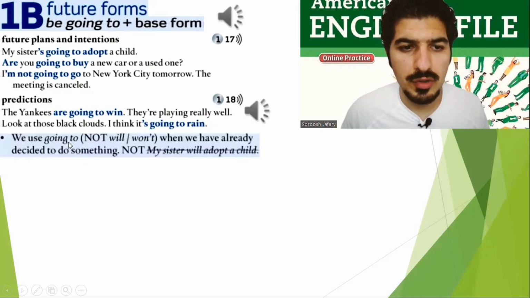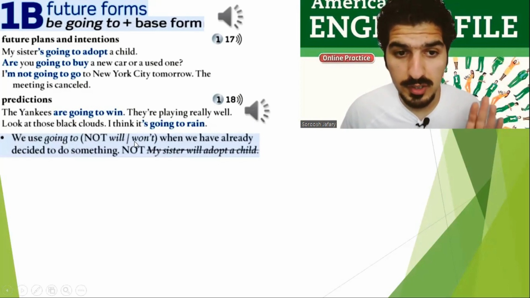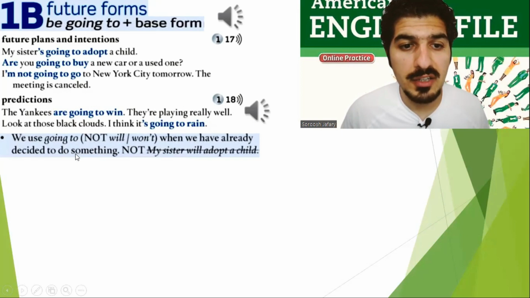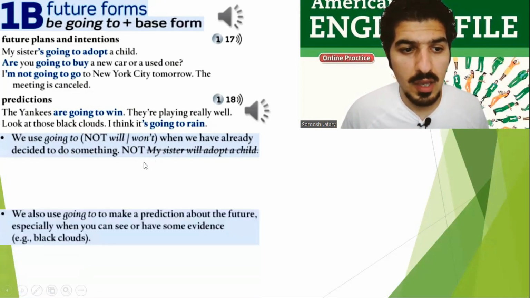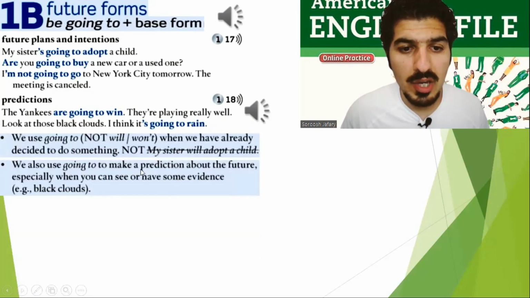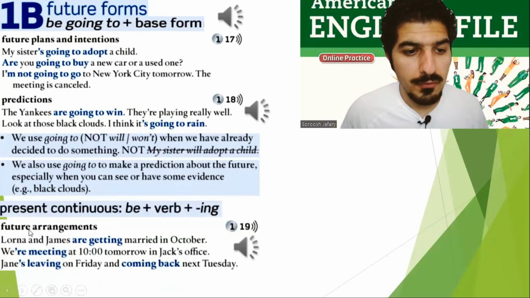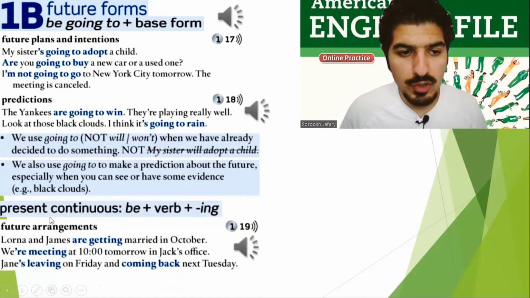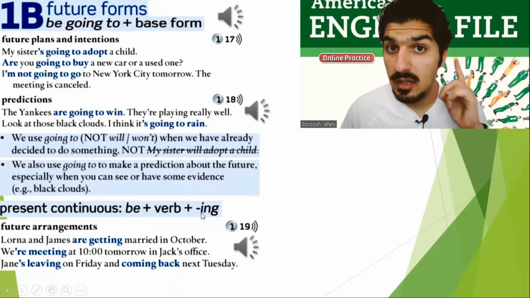Everyone, we use going to, not will or won't, when we have already decided to do something. Not my sister will adopt a child, but my sister's going to adopt a child. We also use going to make a prediction about the future, especially when you can see or have some evidence. For example, black clouds. It says in here, I think it's going to rain. Now, everyone, future arrangements. For future arrangements, we use present continuous. Be plus verb plus ing. Listen.